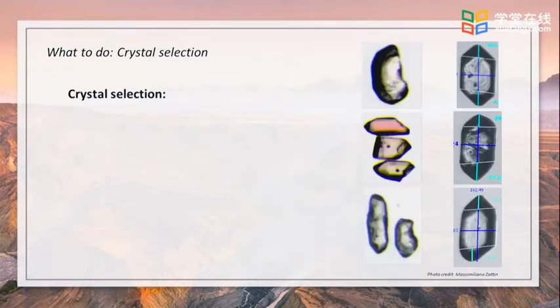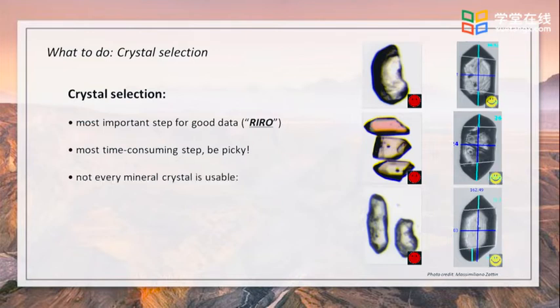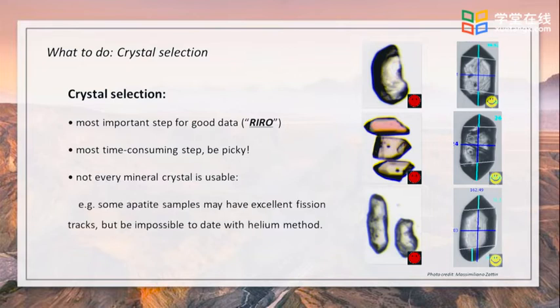Crystal selection is the most important step for good data. As we often say, rubbish in, rubbish out, or RIRO for short. So it is possibly the most time-consuming step of helium dating. Please be picky and be patient. Also remember that not every mineral crystal is usable. For instance, some apatite samples may have excellent fission tracks, but be impossible to date with the helium method.